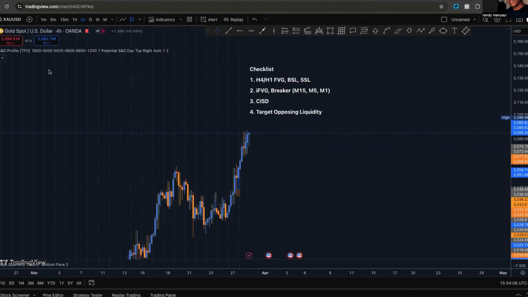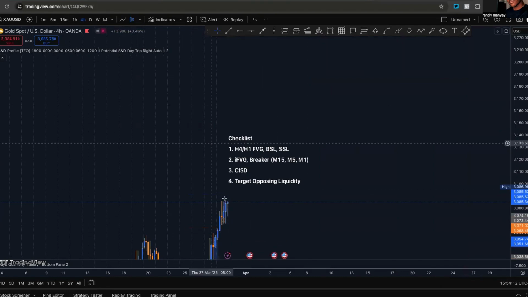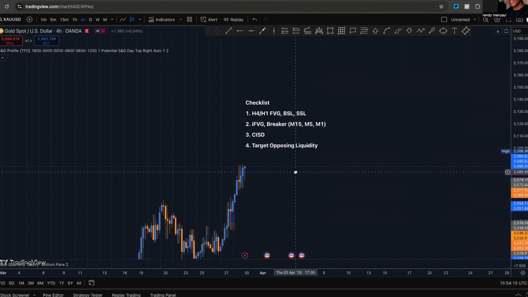So now let me jump on the chart real quick. But first, before I go on the chart, I want to show you this. This is my checklist basically. This is what I look for on a daily basis. Number 1 is I look for an H4 or H1 FVG, a buy side liquidity or sell side liquidity. Number 2 is an IFVG or a breaker on the lower time frame, which is like M15, M5, and M1. So if I find my FVG on the H4, I'm usually going to look for an IFVG or a breaker on the M15. And if I find an FVG on the H1, I'll usually go on the lower time frame, the M5, to look for my entry confirmation, which is my IFVG or my breaker.